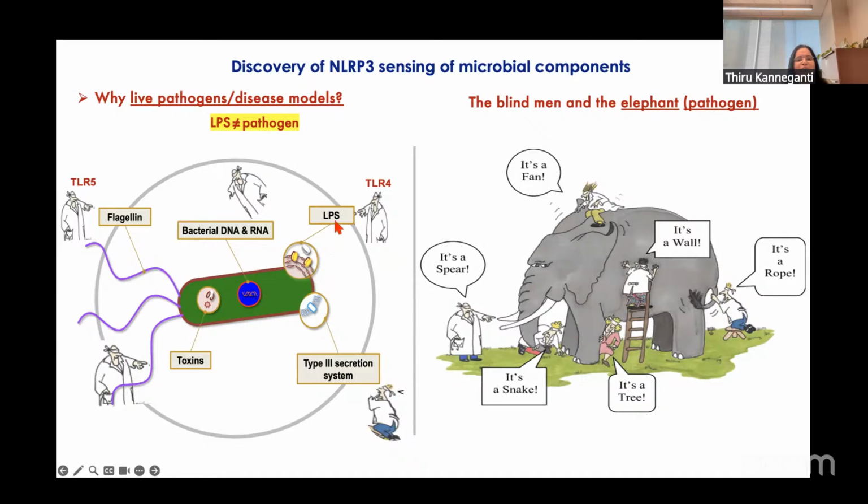So just using LPS and saying that we are studying innate immunity really doesn't make much sense, because you are completely ignoring all the rest of the factors. If you believe LPS is a pathogen, it's like looking at the tail and thinking it's a rope, ignoring the big elephant in the room. We don't want to be the blind men and the elephant. So we wanted to ask the important question: what are the pathogens that can engage the NLRP3 inflammasome?